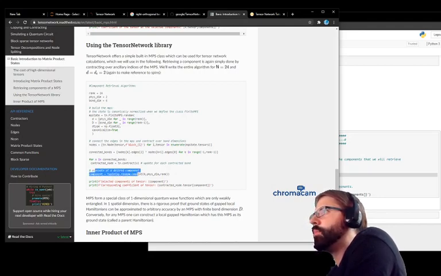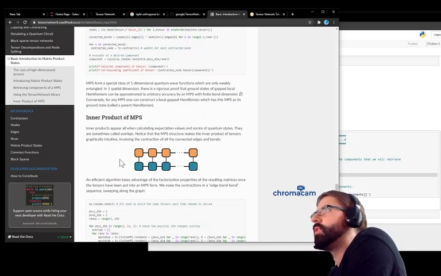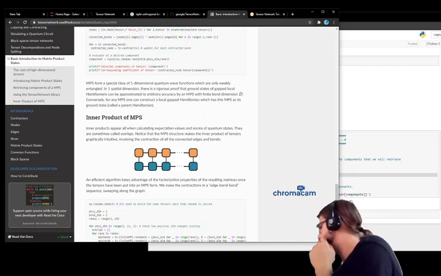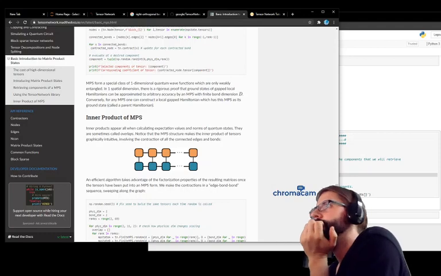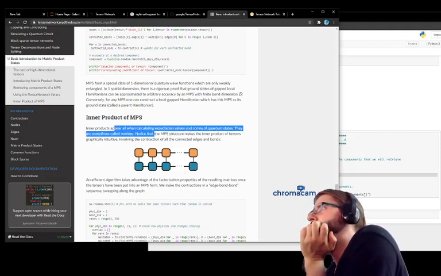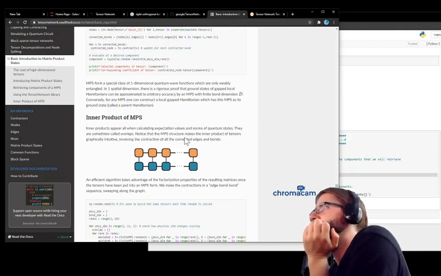Evaluated the desired component. What does this mean? That's what I'm missing. So, to understand this properly: inner products appear when calculating expected... Oh, look at this. So it's expectation values. So, inner products appear when calculating expectation values and norms of quantum states. They are sometimes called overlaps. Notice that the NPS structure makes the inner product of tensors graphically intuitive, involving the contraction of all the connected edges and bonds.